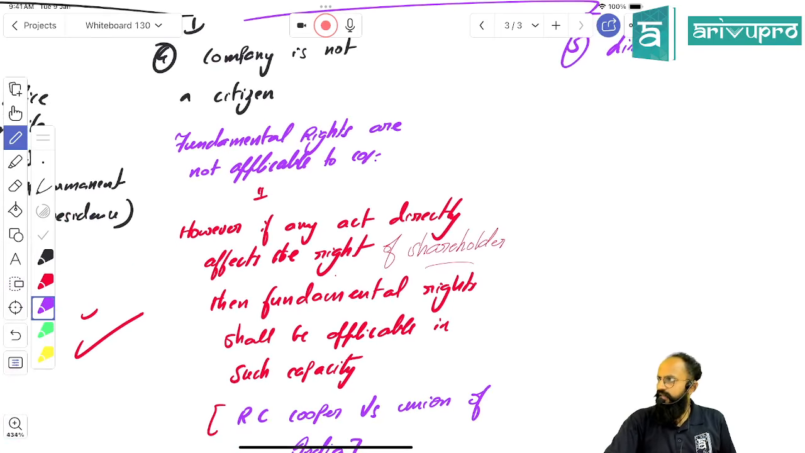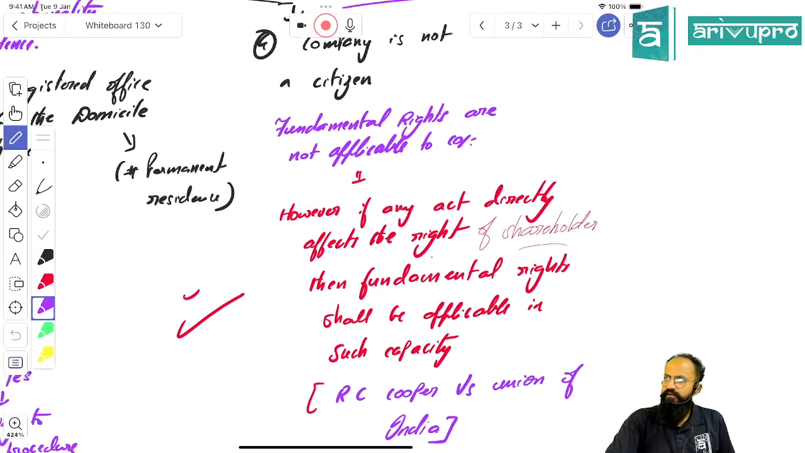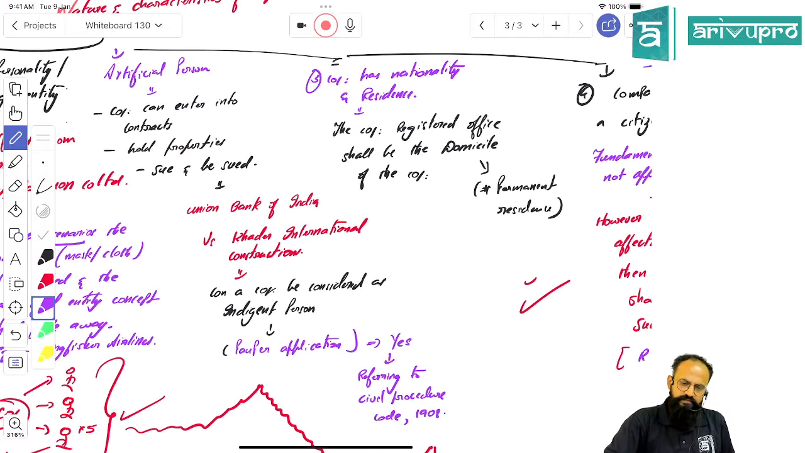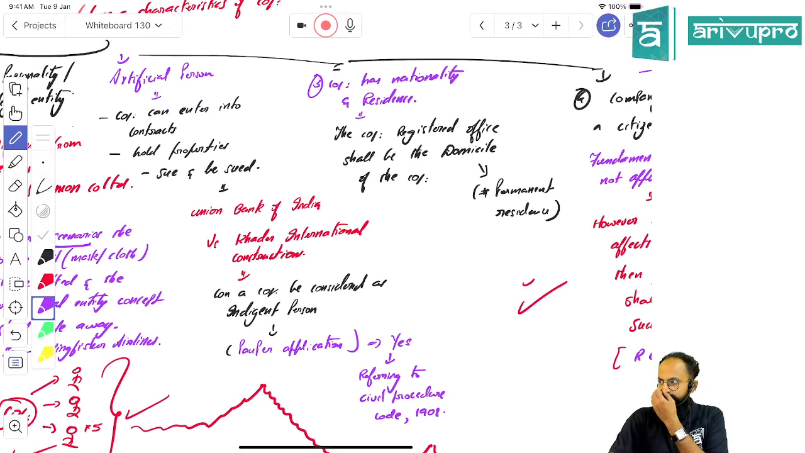Second point, can you show the second one? Which is the second one? This one? Yes?